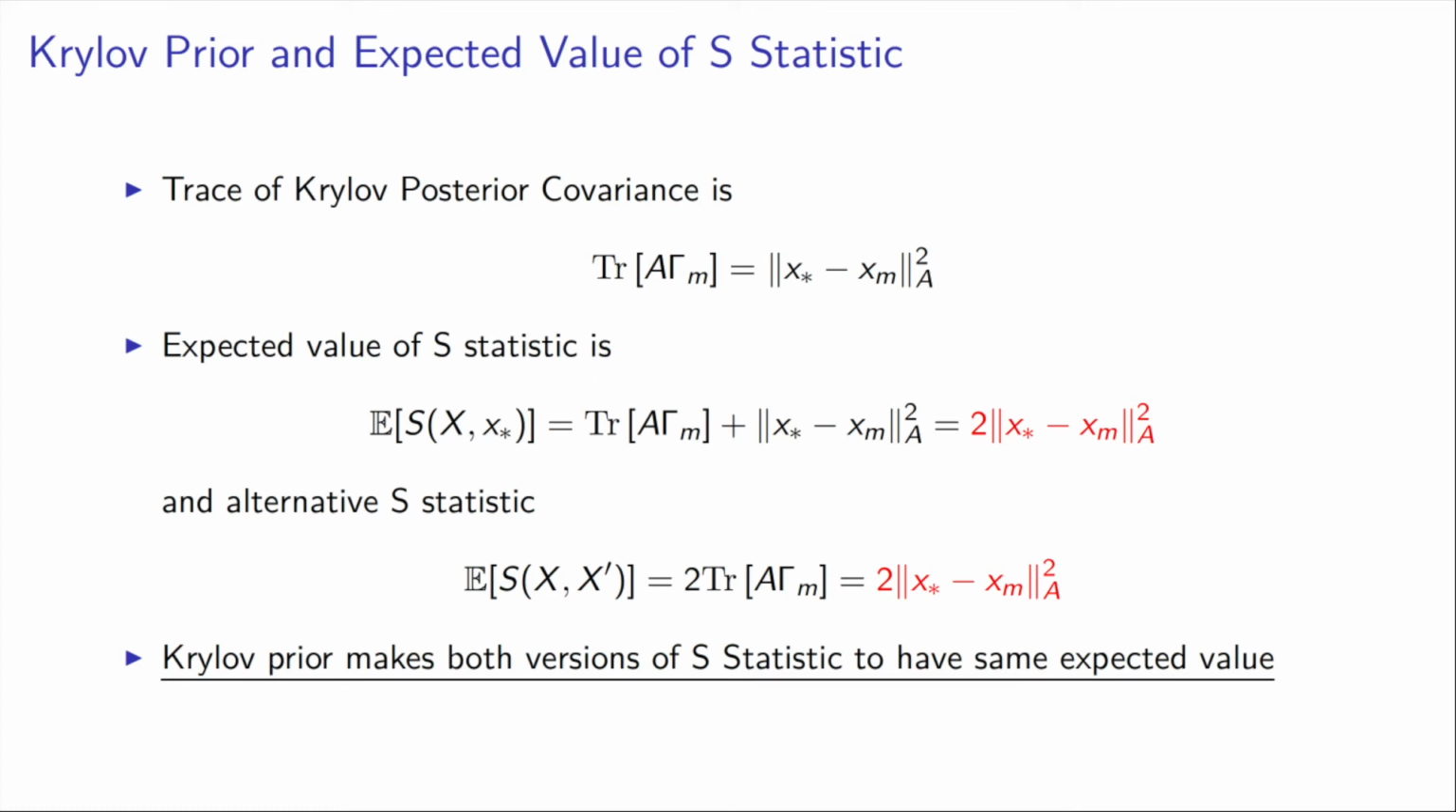And now we're going to relate this back to the S statistic. We just showed that the Krylov posterior covariance matrix makes the trace of A times the matrix gamma M equal to the A norm of the error. The expected value of the S statistic is equal to the trace of A times your posterior covariance matrix plus the A norm of the error, which, when we substitute in what we know the trace to be, is equal to 2 times the A norm of the error. And then for the alternative S statistic, the expected value is equal to 2 times the trace of A times your posterior covariance matrix, which in this case is 2 times the A norm of the error. So this means that the Krylov prior makes both versions of the S statistic have the same expected value.